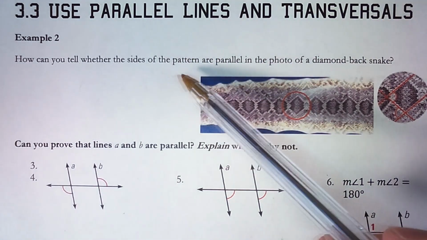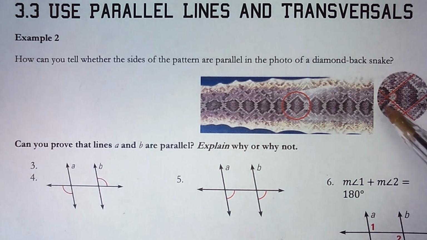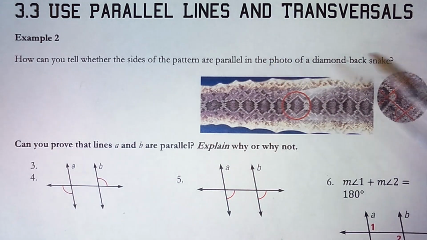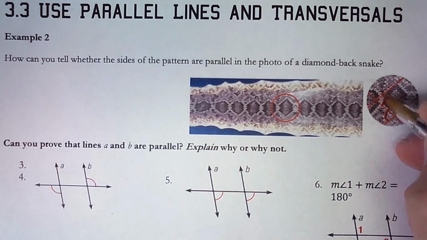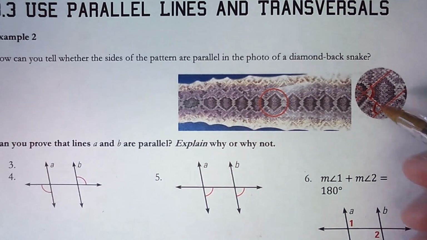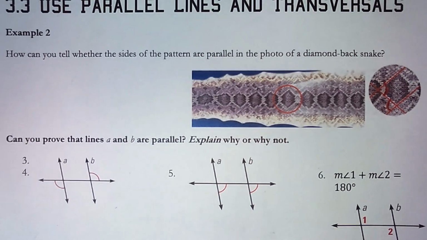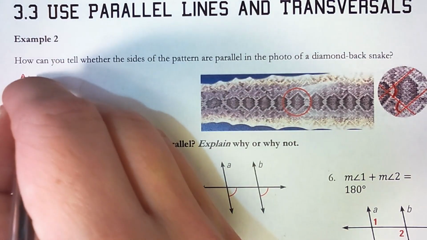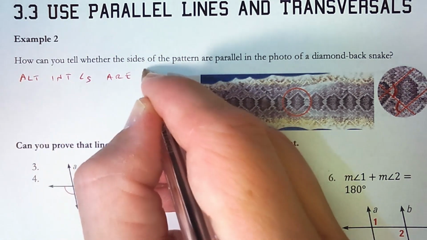All right, how can you tell whether the sides of the pattern in this diamondback snake skin are parallel lines? According to this picture, we've got these angles congruent. These are alternate interior angles. So if these angles are congruent, then these lines are parallel. We can tell because alternate interior angles are congruent.